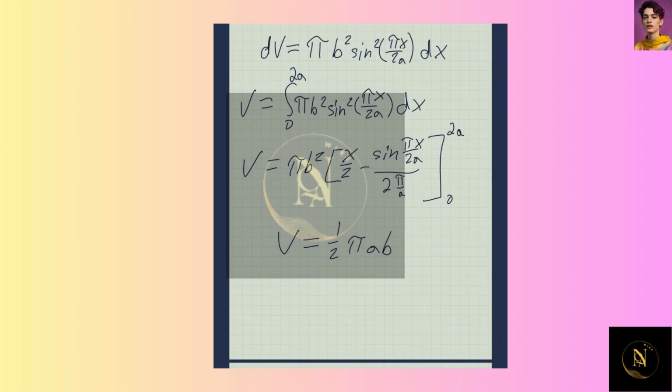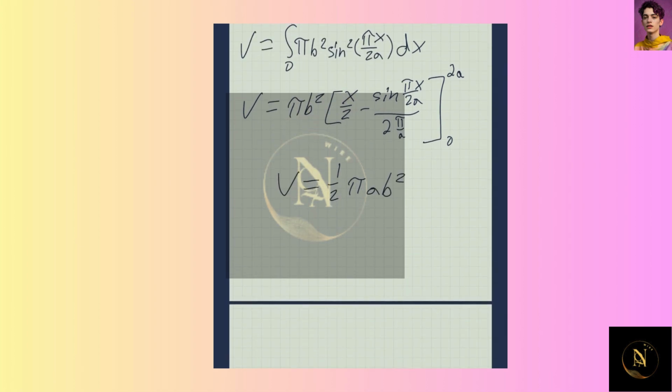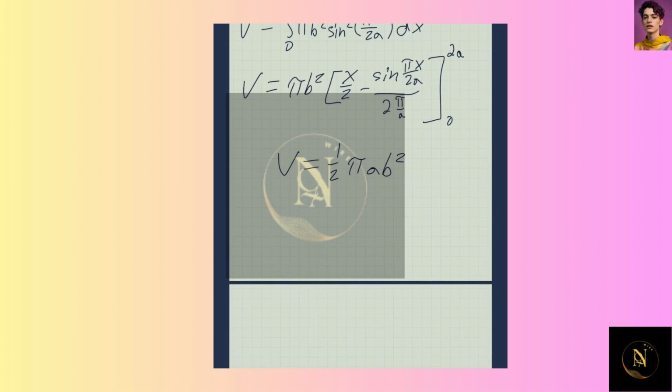And so plugging in 0 and 2a, we get that the volume of this object comes out to 1/2 pi times a times b squared. And now we need to find the right side of our centroid equation, which is the integral of x times the differential element dv.